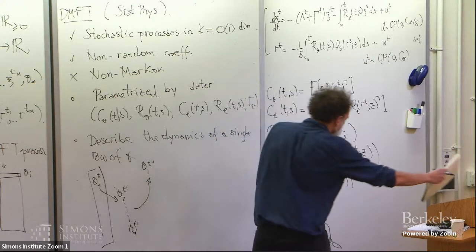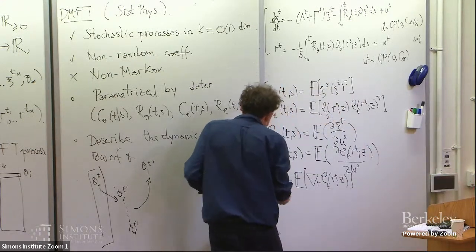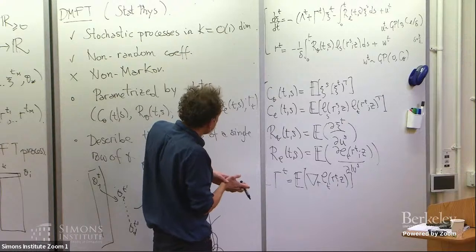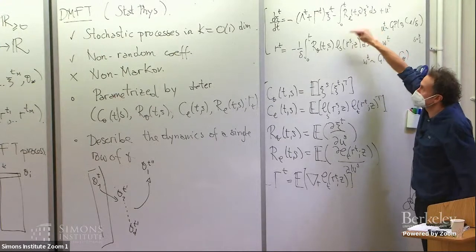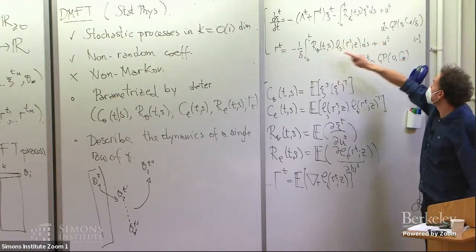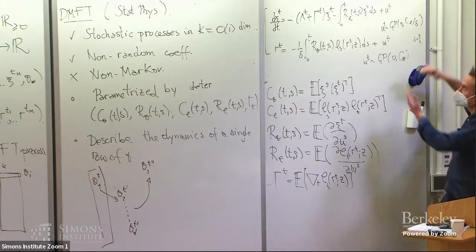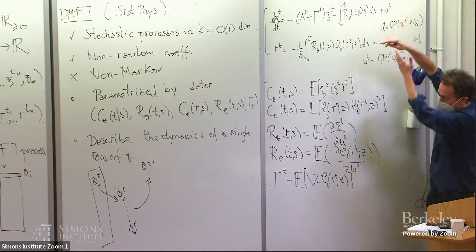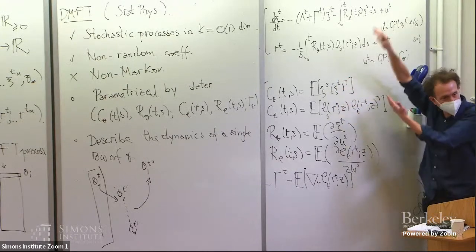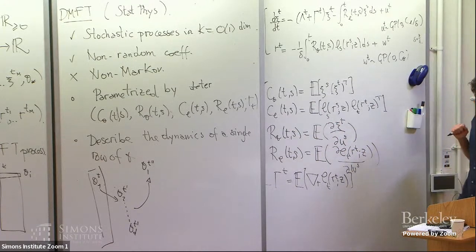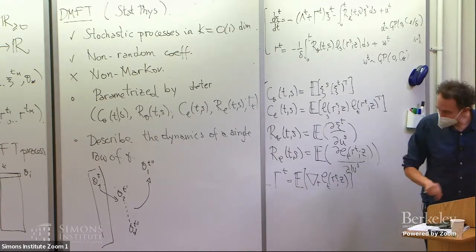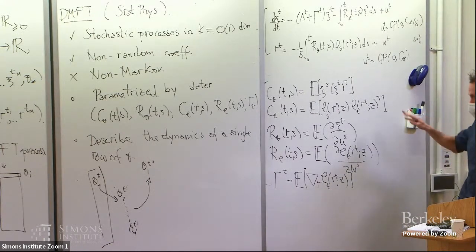What is the deal? The way I think about this as a fixed point equation: start with some guess for these functions, R, RL, R theta, CL, C theta, and gamma. Solve this stochastic differential equation, or simulate it, compute this expectation, and solve it. Of course, the question of studying this equation is future work.